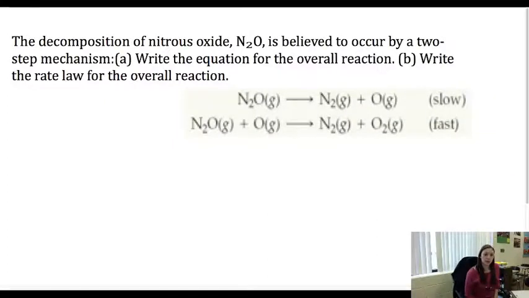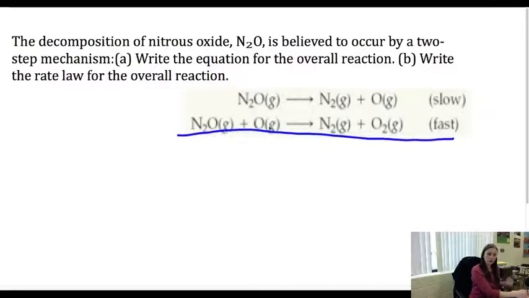It says the decomposition of nitrous oxide, N2O, is believed to occur by a 2-step mechanism. We're going to write the overall reaction, and then we're going to write the rate law for the overall reaction. So kind of think Hess's law, like whatever's on the right side adds up to whatever's on the left side. If it's on both sides, it cancels.